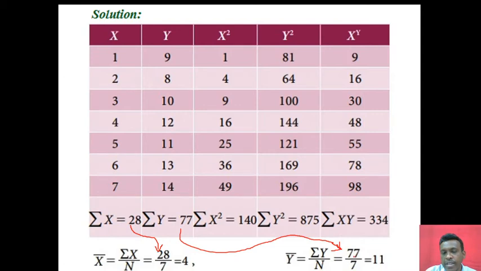So it is 77 divided by 7. Again n remains the same, so 77 divided by 7 is equal to 11. So you have got x bar and y bar. The next step is you have to find out both the regression coefficients, that is x on y as well as y on x. So we'll do that.